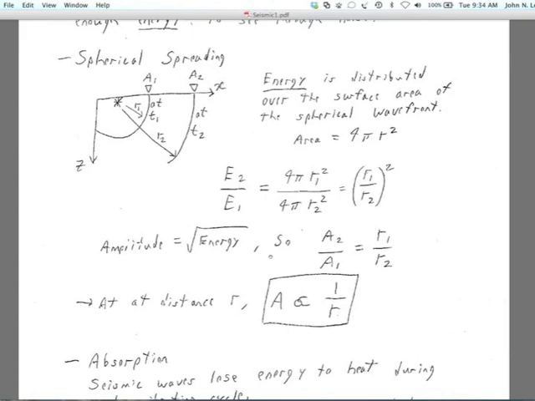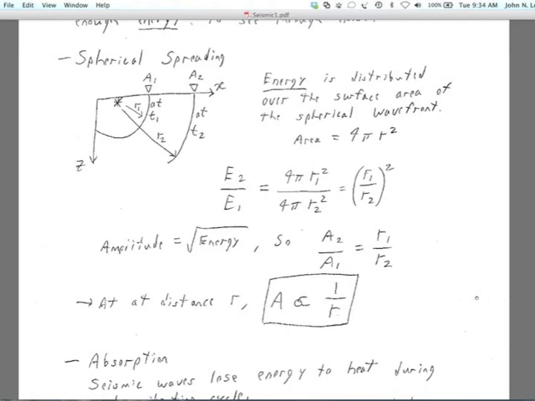Now amplitude is the square root of energy, so the amplitude at 2 divided by the amplitude at 1 is just R1 over R2. That's why we say that at some distance r, the amplitude is proportional to 1 over r. What does this say? It says that the amplitude of the waves is going to fall, but not too fast.